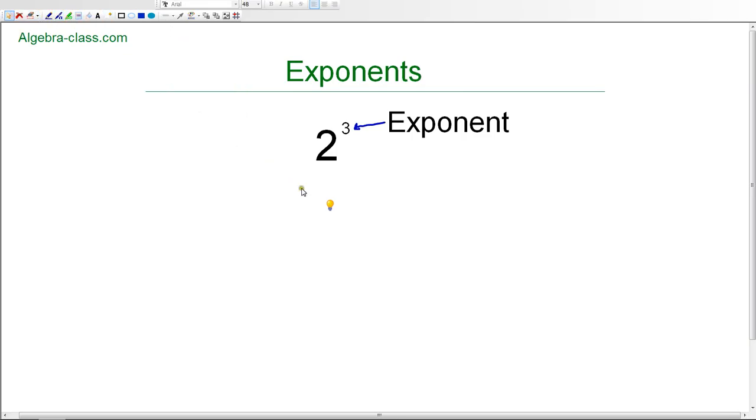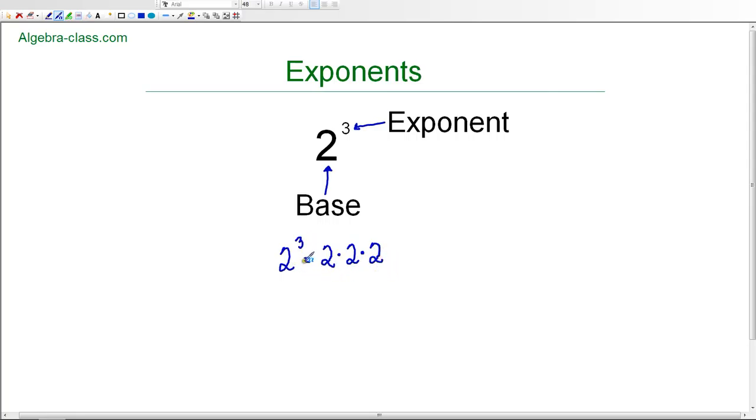A power also has a base number. And in this problem, the base is 2. So a power consists of a base and an exponent. And the exponent has a special job because the exponent's job is to tell us how many times to multiply the base by itself. So for example, 2 to the third power means that we're going to multiply the base of 2 by itself 3 times.